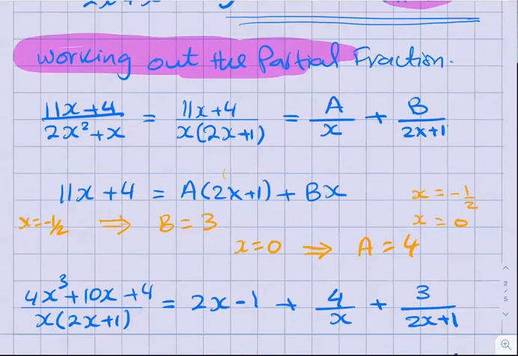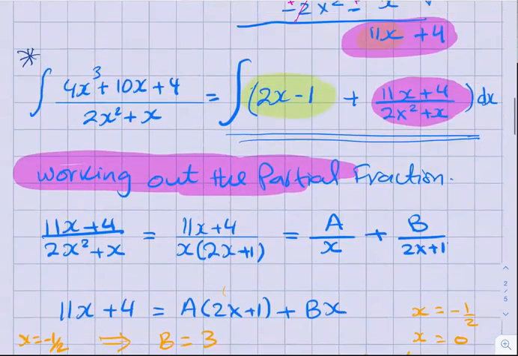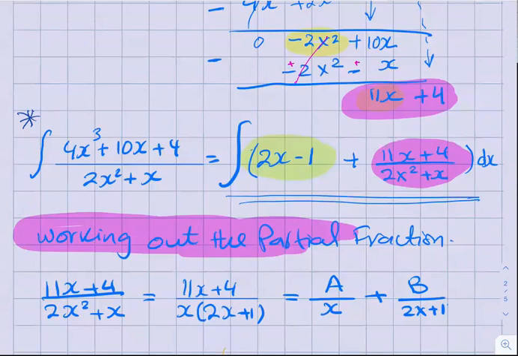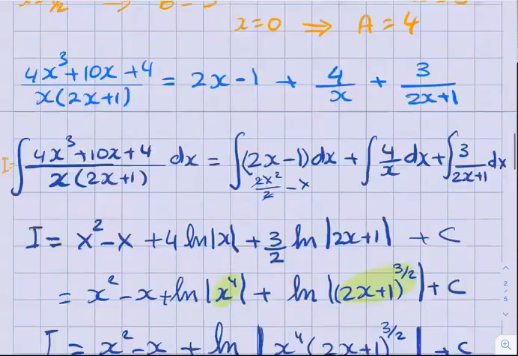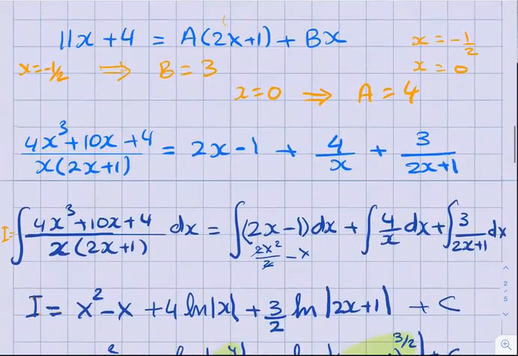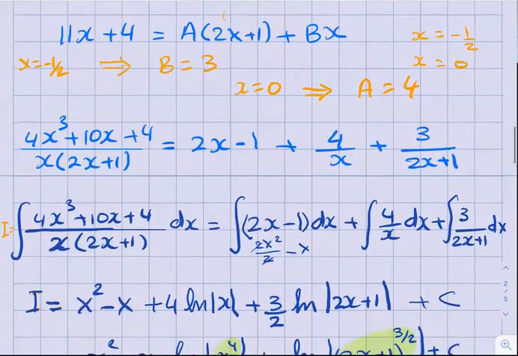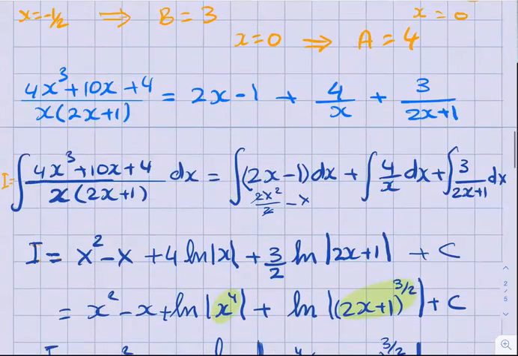It's like you found a and b, we go back here, and instead of 11x plus 4, instead of this pink bit, I write it down as a over x, which is 4 over x now, plus b over 2x plus 1, which is, what was b? 3. Okay, so that's how we wrote it down here.